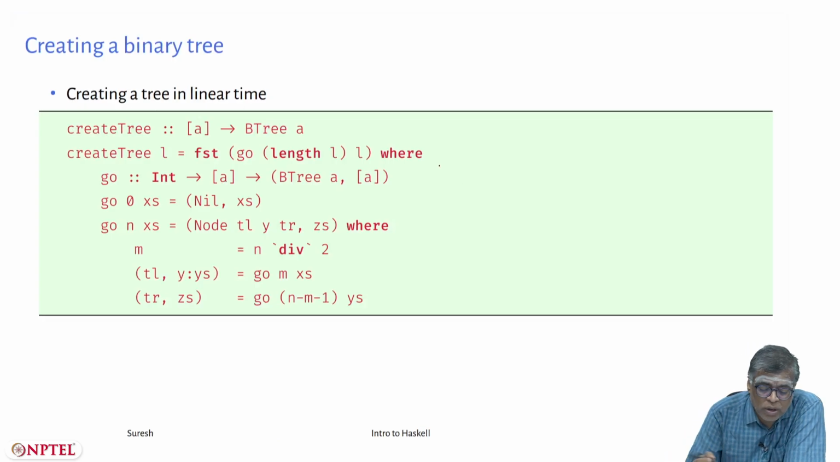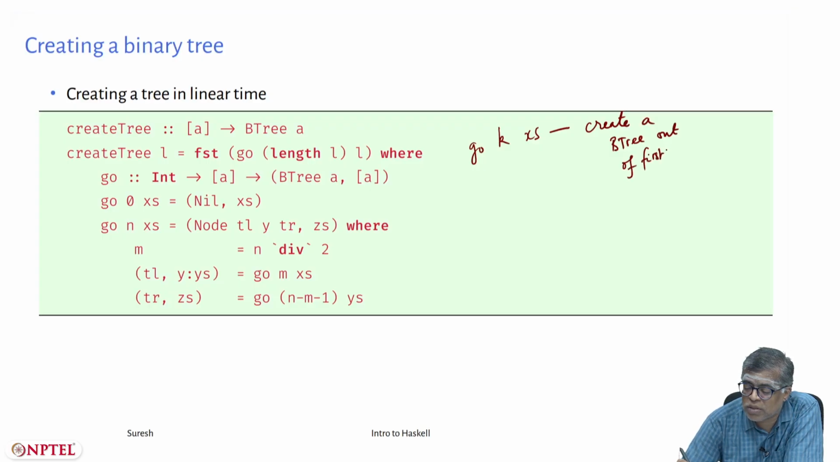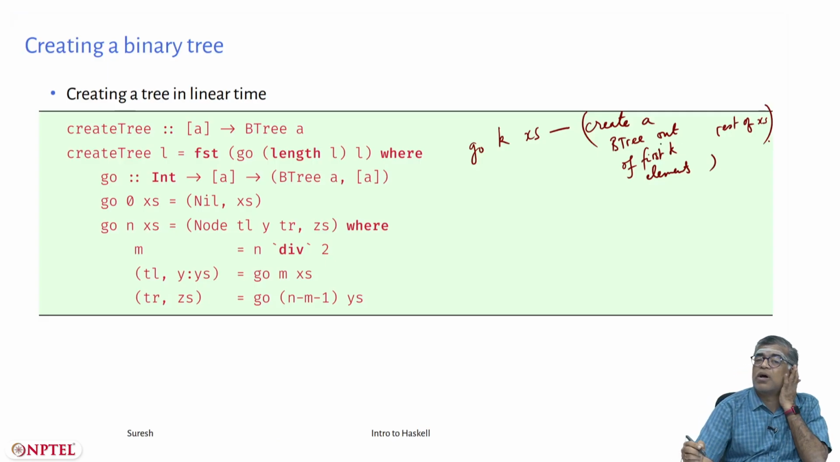Yeah, so what you want to do is go. K xs in general will create a B tree out of the first K elements, comma rest of xs. Okay, so now how do I do this recursively?